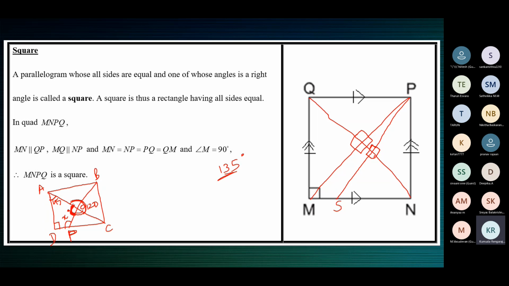Or if this was given to be 60 degrees, then you can find this using linear pair. Linear pair, you can find this is 120. So 45 plus 120 plus x plus 90 is equal to 360.